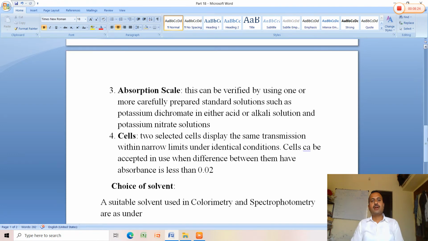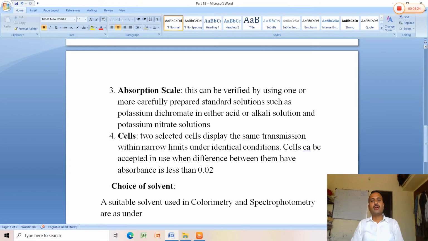The third point in this regard, absorption scale. This can be verified by using one or more carefully prepared standard solutions, such as potassium dichromate in either acid or alkali solution, and potassium nitrate solutions. Absorption scale is also important, like the wavelength scale, but it can be verified by using one or more carefully prepared standard solutions.